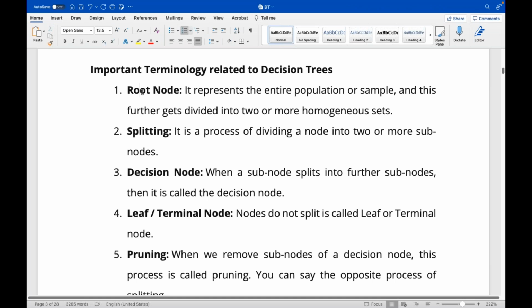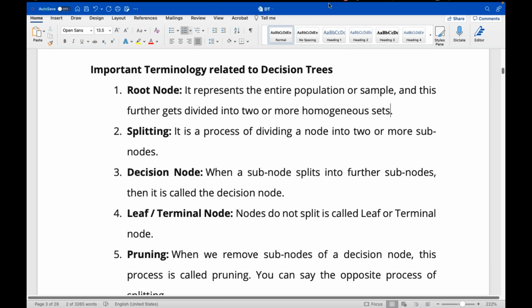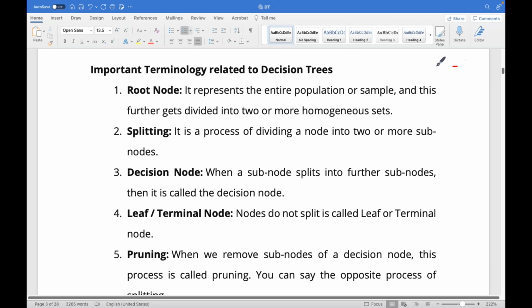So the first thing is the root node. Deepika, tell me what is the root node? The basis on which we start the decision tree, the starting point. Yes, the very first beginning node. The root node represents the entire population or sample, and this further gets divided into two or more homogeneous sets.